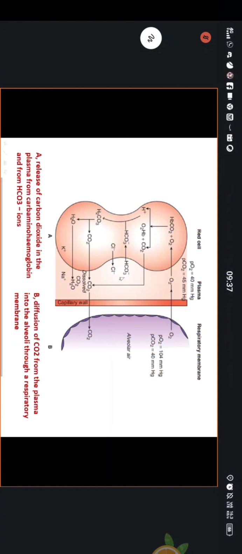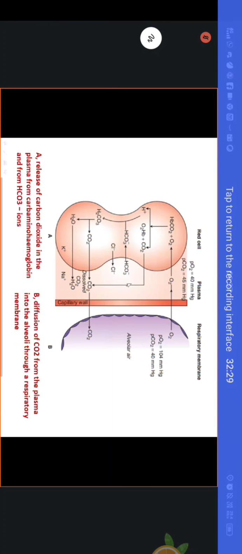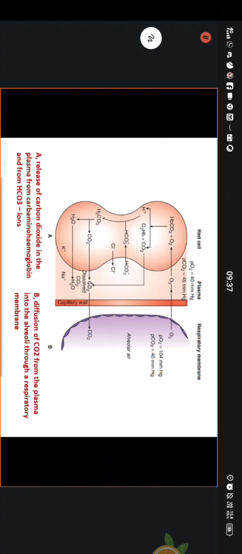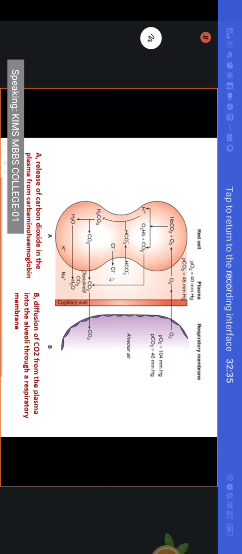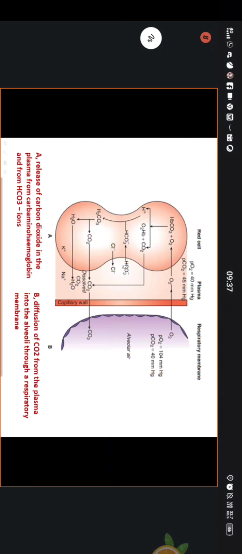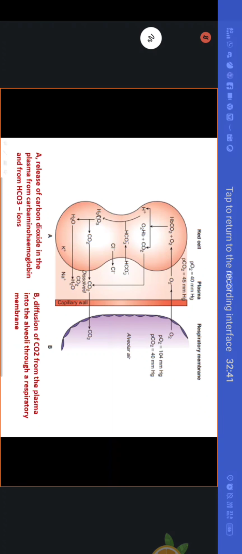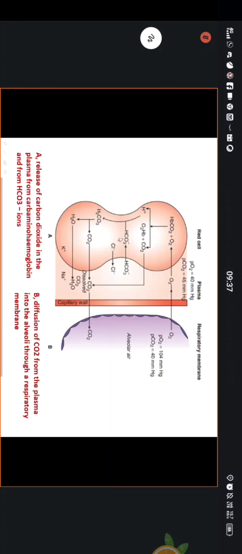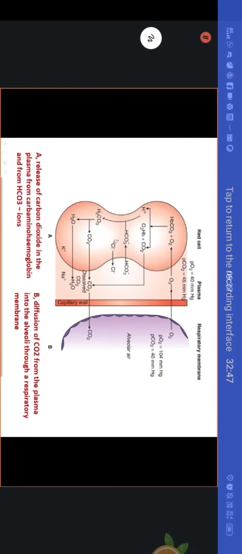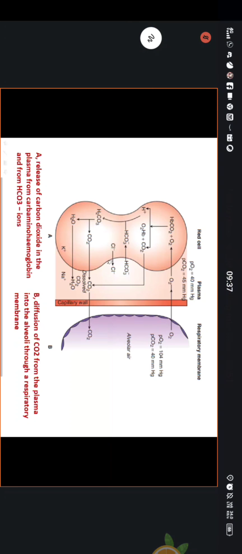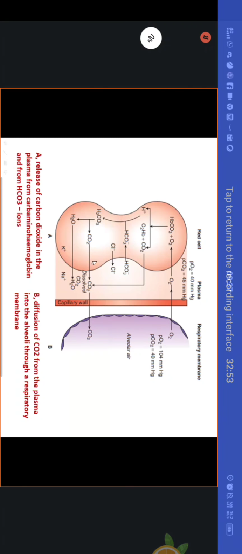Usually in plasma, sodium bicarbonate helps in carrying the carbon dioxide. So to liberate carbon dioxide, it is separated into bicarbonate and sodium. This bicarbonate enters the RBC to form carbonic acid. Because of the entering bicarbonate, it should be neutralized by movement of chloride out of the cell. This is the reverse chloride shift.